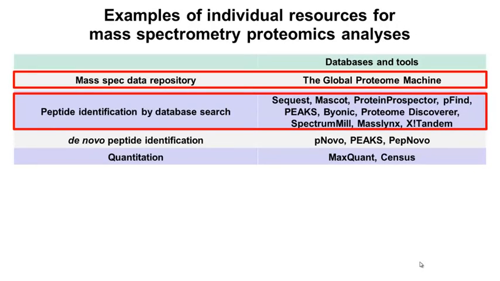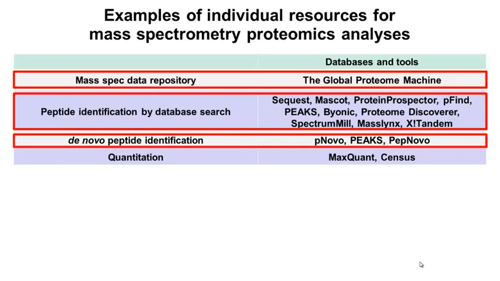The first commonly used are methods of peptide identification by searching existing databases of proteins, including Sequest, Mascot, Protein Prospector, pFind, PEAKS, Bionic, Proteome Discoverer, Spectrum Mill, Mesolinx, Xtendom.